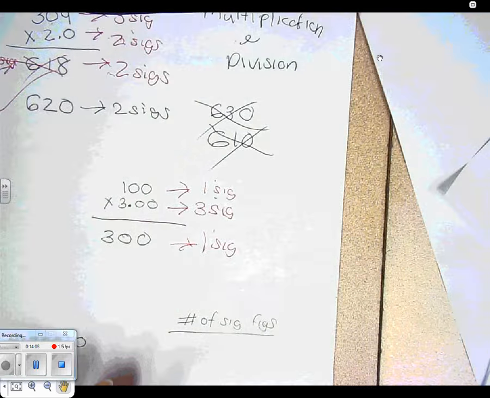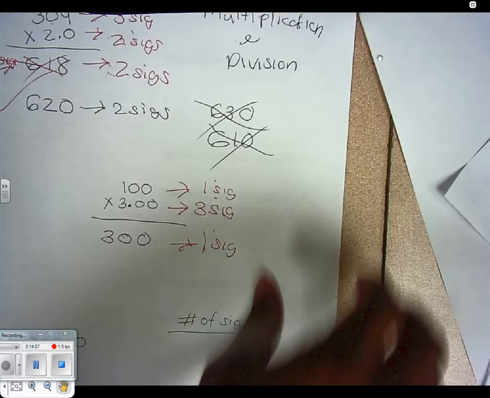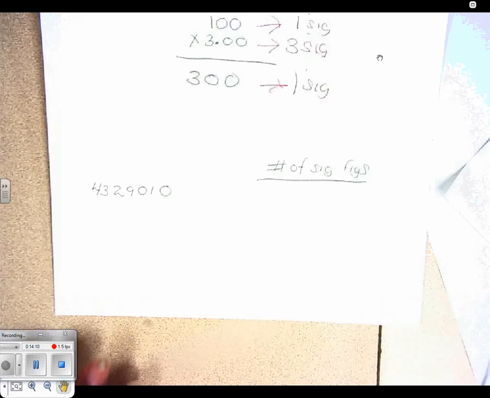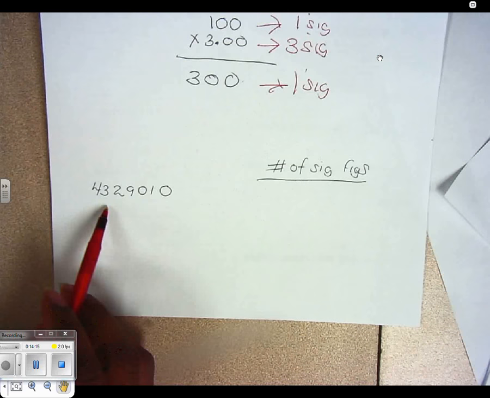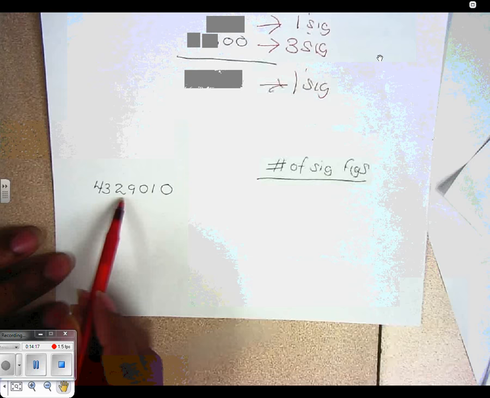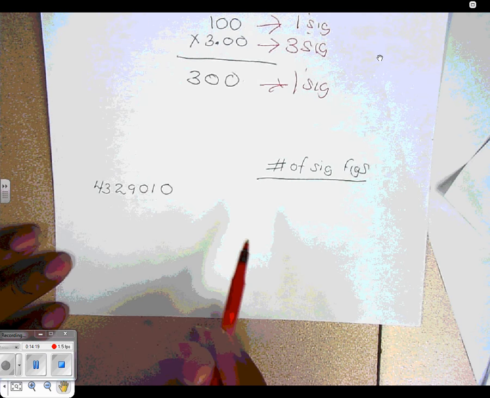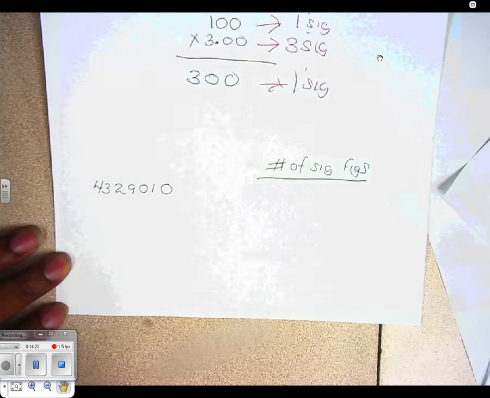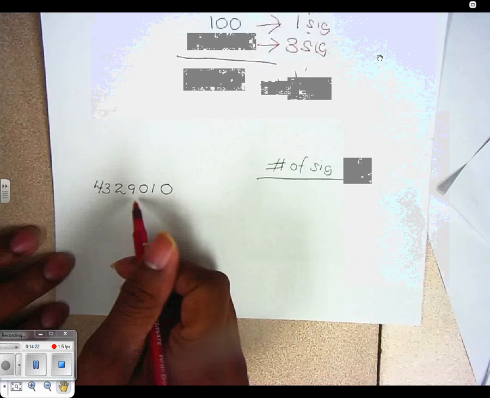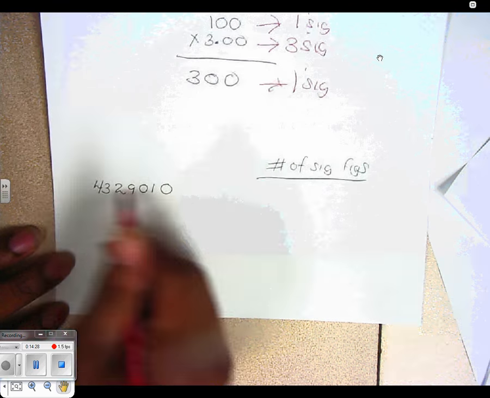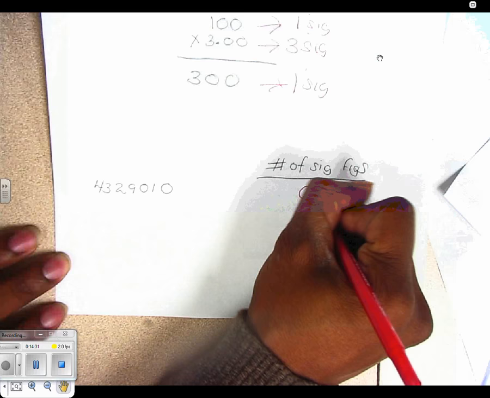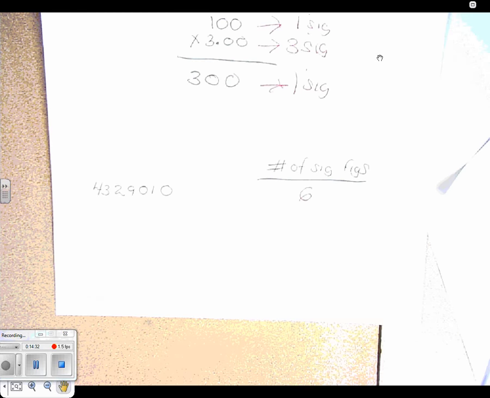Now, let's look at just the rules of rounding when it applies to a number in general, because maybe the rounding part is a little bit of a challenge. So let's suppose we have this number here, 4329010, and we're asked how many significant figures it has. Well, I can tell you easily, this 0 is not significant, this 0 is, and all the non-zero digits are significant. So therefore we have 6 significant figures.